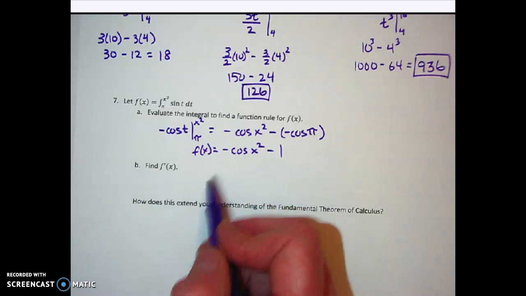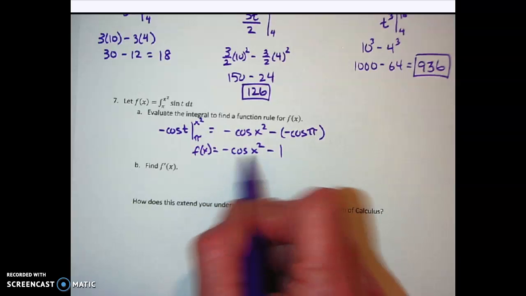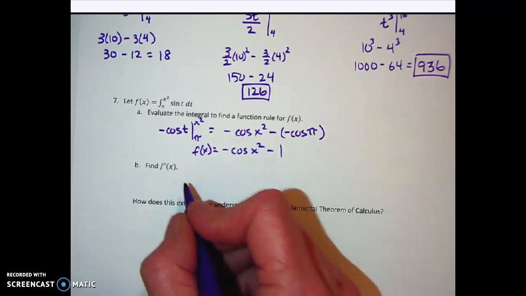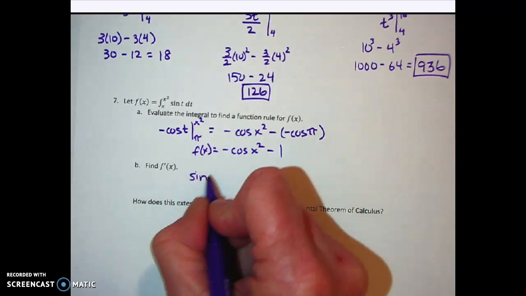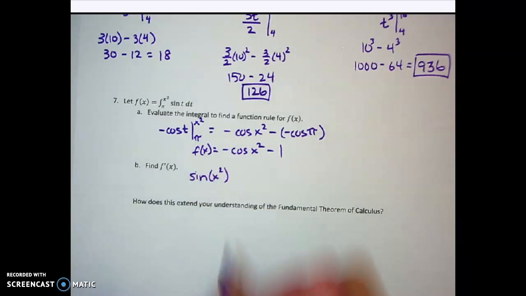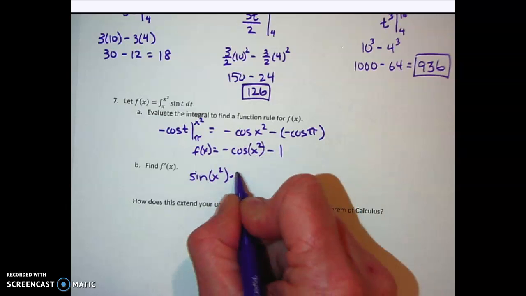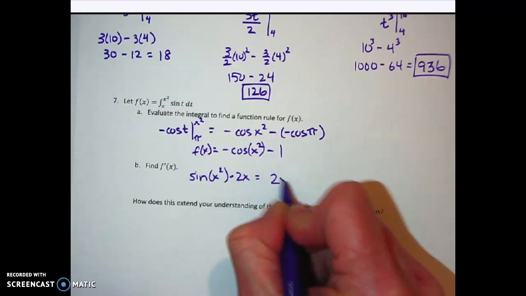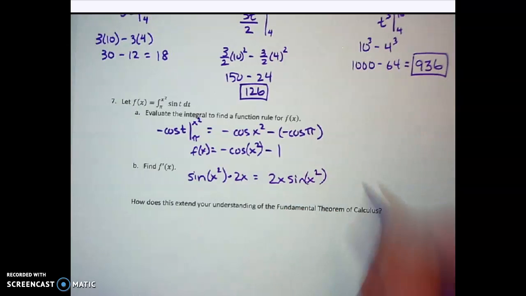So the derivative of the negative cosine of x squared. The derivative of the outside, the derivative of the negative cosine of x squared, is going to be positive sine of x squared. That's the derivative of the outside times the derivative of the inside. Remember, that's x squared, so it's 2x. I'm going to rewrite this as 2x sine of x squared.